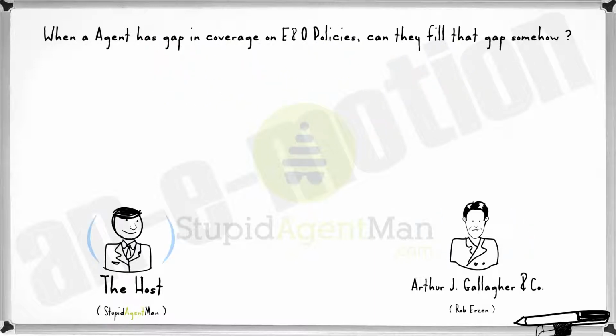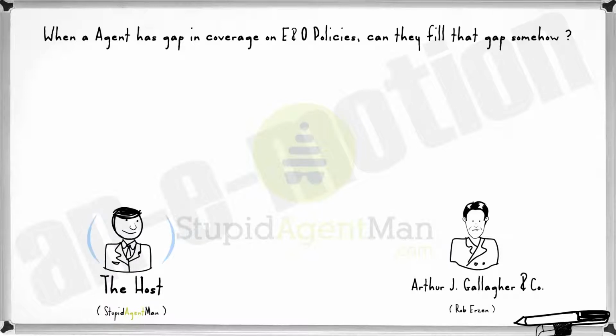Rob, when an agent has that gap in coverage on E&O, from what we've discussed, that could be a real issue in some situations. Is there anything at all they can do?